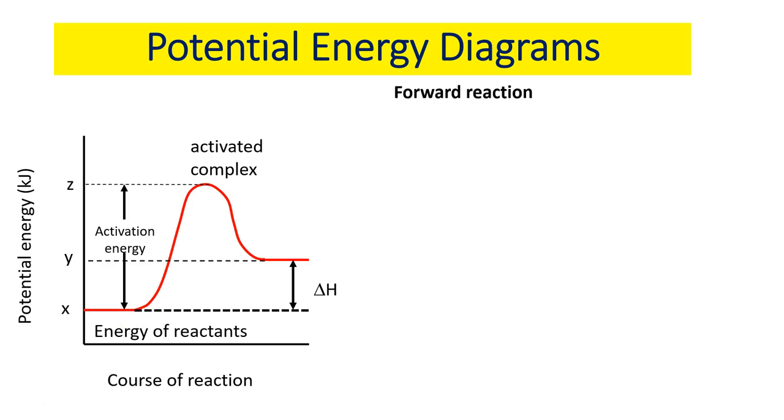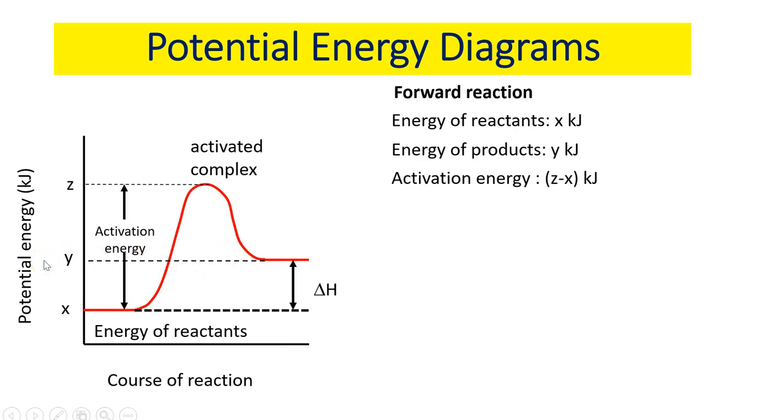So for my forward reaction, this is going to be my reactants, and this is going to be my products. Reaction going to this side, I'm going to have the following values. If I need to read the energy of the reactants, that's going to be the value of X on my graph. The energy of the products over here, that's going to be the value of Y. The activation energy is this energy needed here.